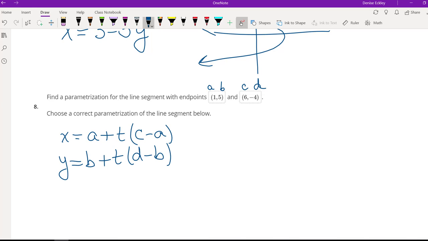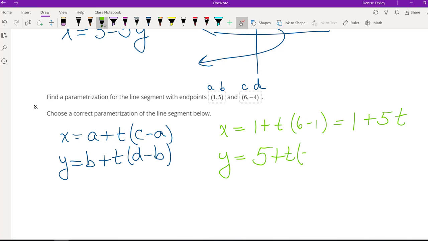So now substituting, we get that x is going to equal 1 plus t times 6 minus 1. So our x equation is going to be 1 plus 5t. And then our y equation is going to be 5 plus t times -4 minus 5. So we get 5 minus 9t. And then it said it was a line segment. So you had to choose. There were two answers. I don't know why I didn't put the multiple choice answers in.